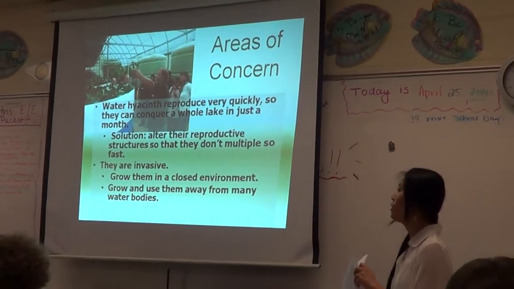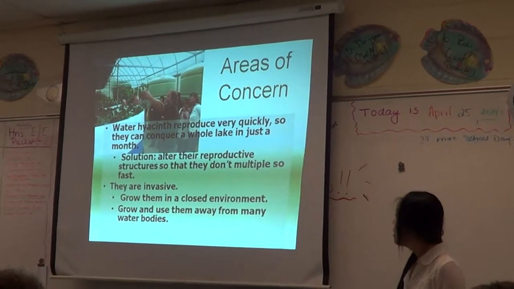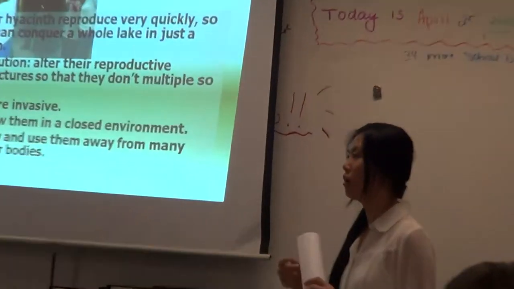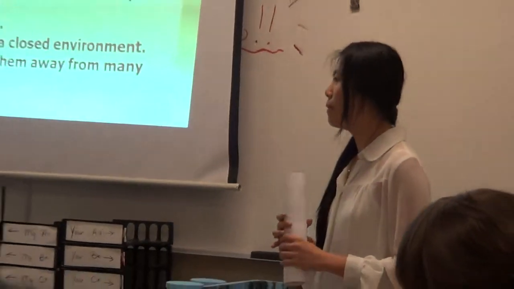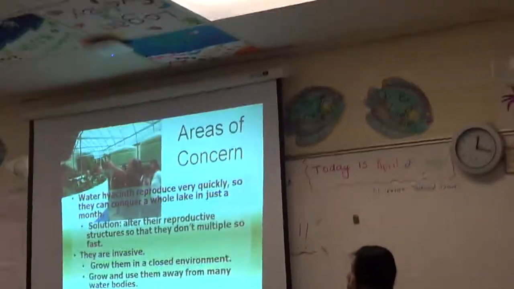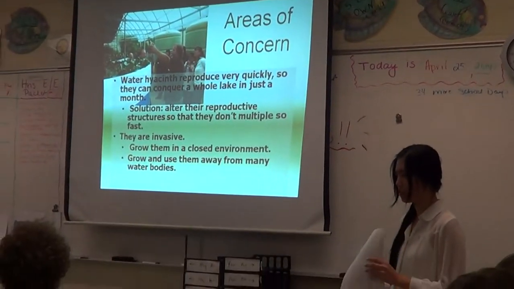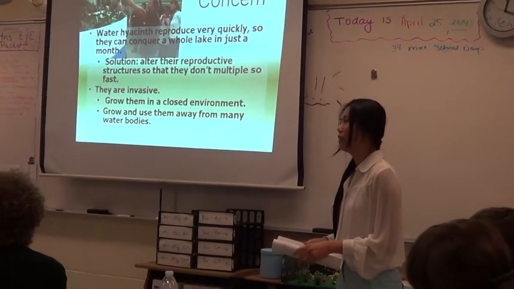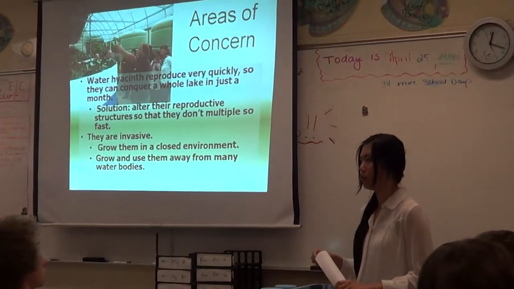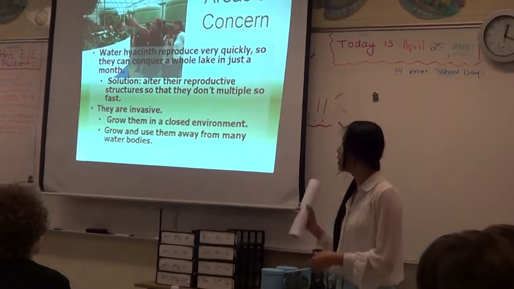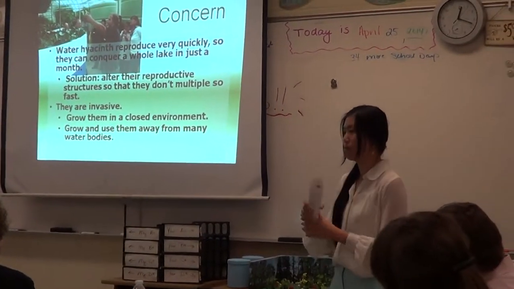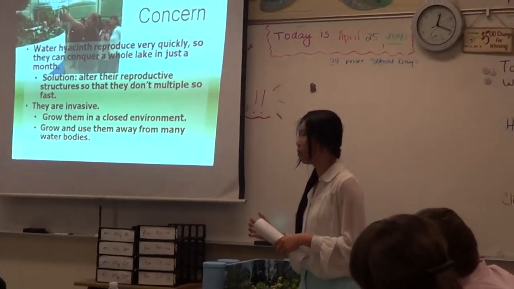I told you guys earlier that it reproduces extremely fast. So what they did in China was alter their reproductive structures by altering the genes in the gene pool, making a purple-root hyacinth, and somehow they altered the genetic material so it doesn't multiply so fast. In 2007, after a few years, their river was not polluted anymore. Because of the hyacinth, they were able to regenerate their river into something better than what it was.